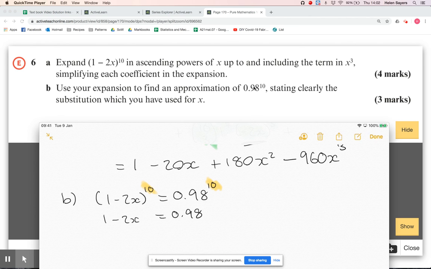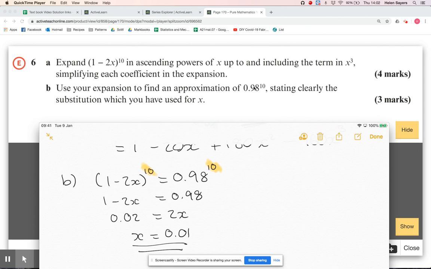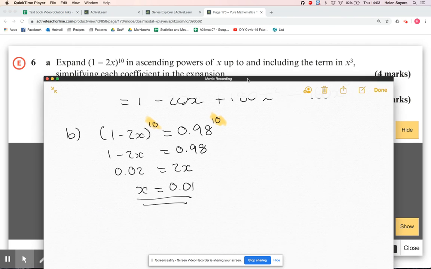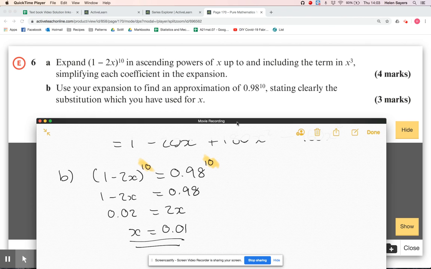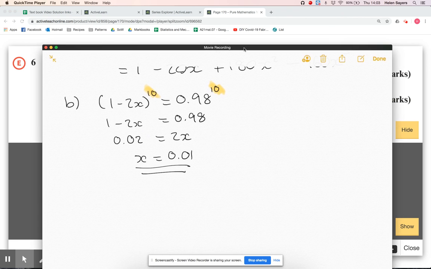I'm going to minus the 0.98 from the left-hand side and add the 2x over to the right-hand side. You could minus 1 from the right-hand side, and then you'd have minus 2x equals minus 0.02. But either way, I want to use a value of x equals 0.01. So that answers the second bit, stating clearly the substitution you have used. Because, of course, you could just type 0.98 to the power of 10 into your calculator. So they definitely need to see you've used the correct method.